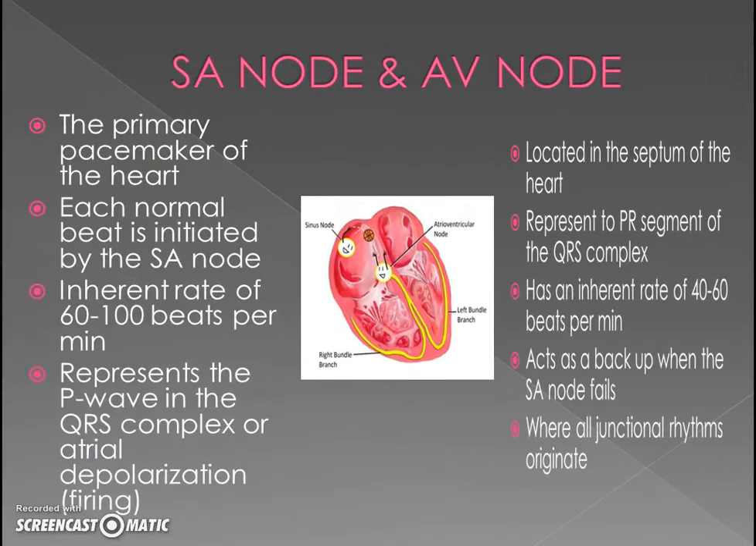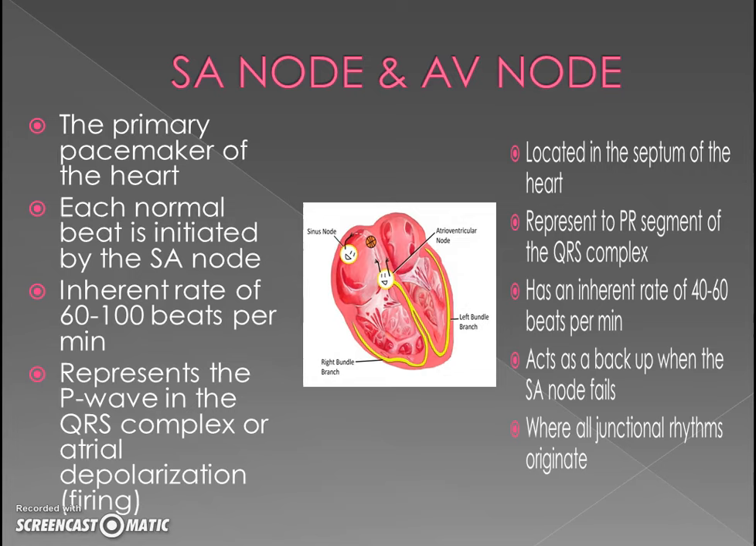Okay, so what it just talked about was the SA node and the AV node. The SA node is the primary pacemaker of the heart. It initiates every normal beat that you're going to hear in your heart. So when you hear that heartbeat and it's completely normal, you know that's coming from the SA node. The beats usually run from 60 to 100 beats per minute. These represent the P wave on your QRS, again, which you're seeing on your EKG.